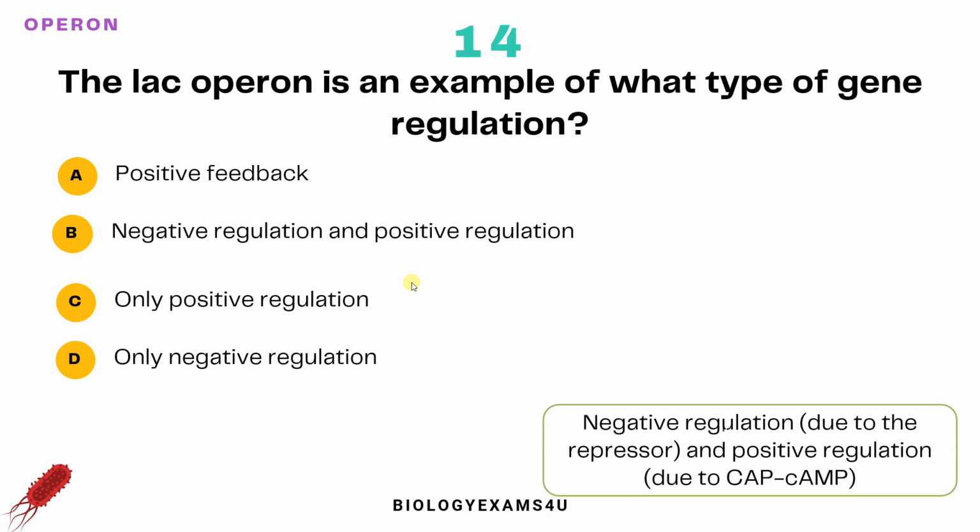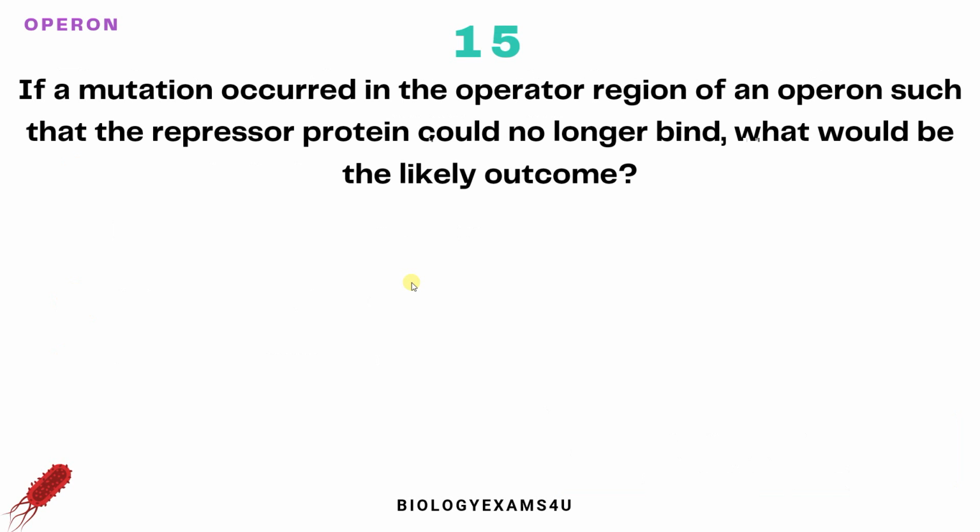The correct answer is negative regulation, that is due to the repressor protein binding to the operator, and also positive regulation by means of CAP-cAMP complex formation, which enhances the rate of transcription. Question number 15 and the final question. If a mutation occurred in the operator region of an operon such that the repressor protein could no longer bind, what would be the likely outcome?